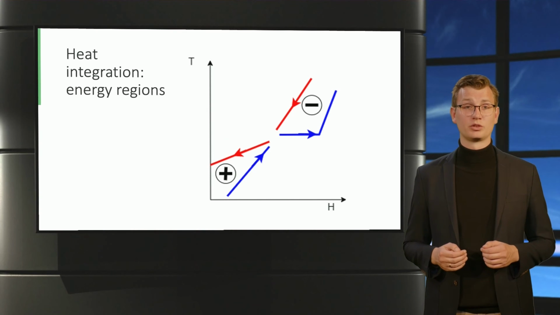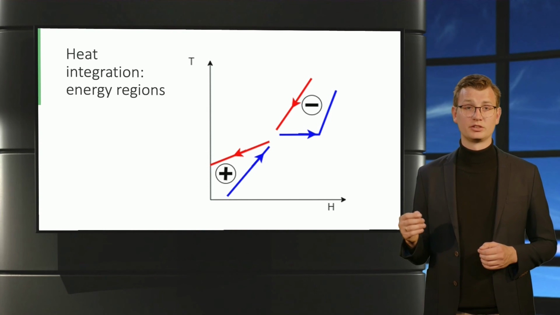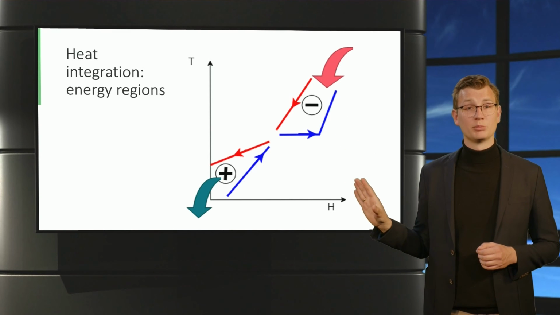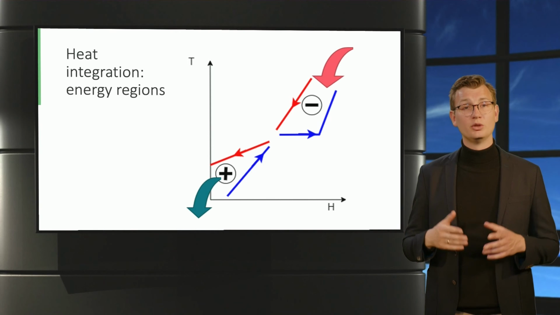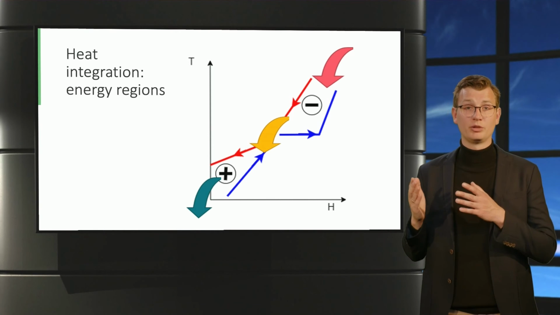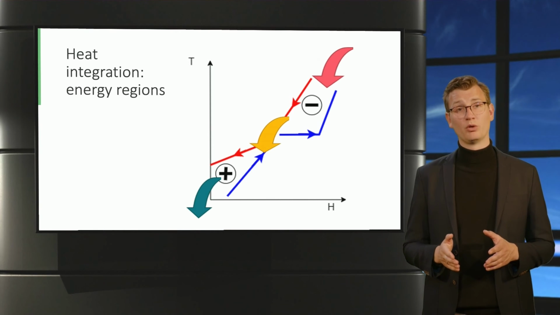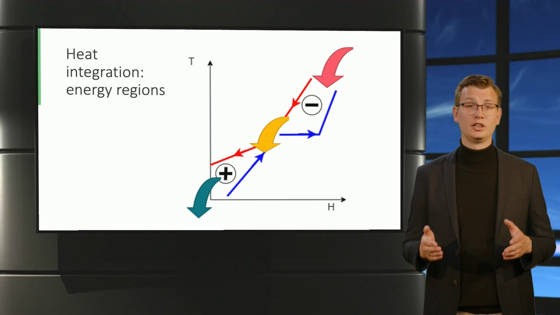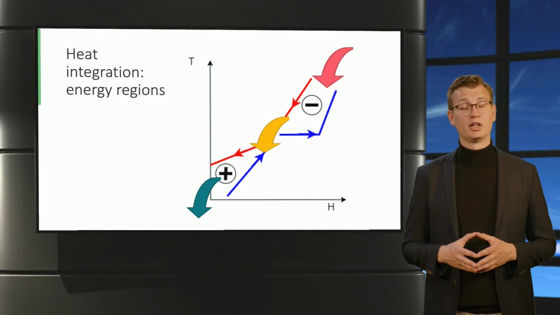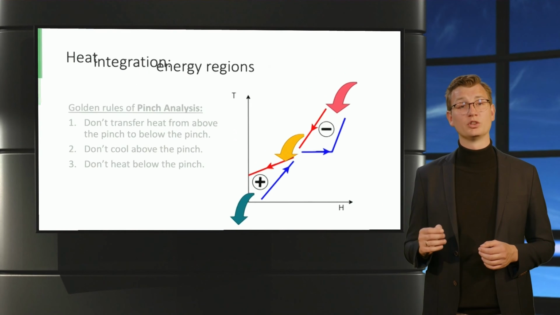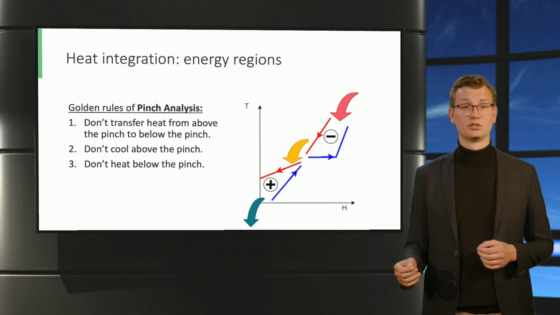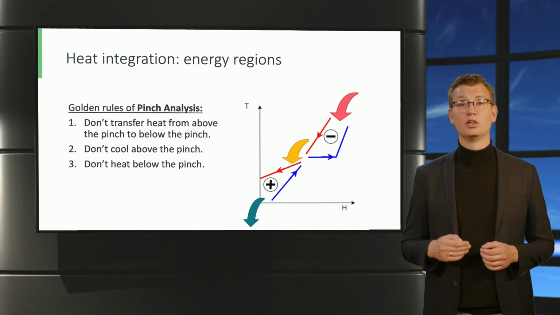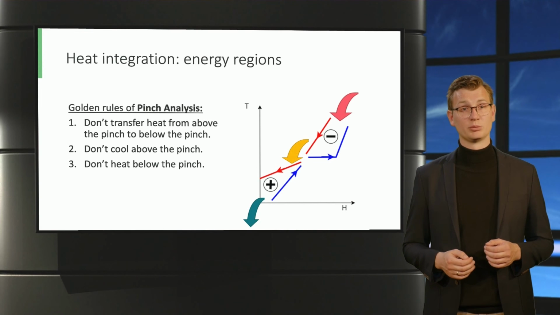A second thing the composite curves teach us is the existence of energy regions. Above the pinch point, heat is required, whereas a surplus of heat that must be cooled away exists below the pinch point. Using high temperature heat from processes above the pinch to heat processes below it will increase both the amount of heat required and the surplus. It is therefore unwanted, and heat exchangers must always be integrated within an energy region. The latter rule is known as the first golden rule of pinch analysis. Two others exist and are presented in the slide, and we must abide by these three golden rules to increase the energy efficiency of a production process.